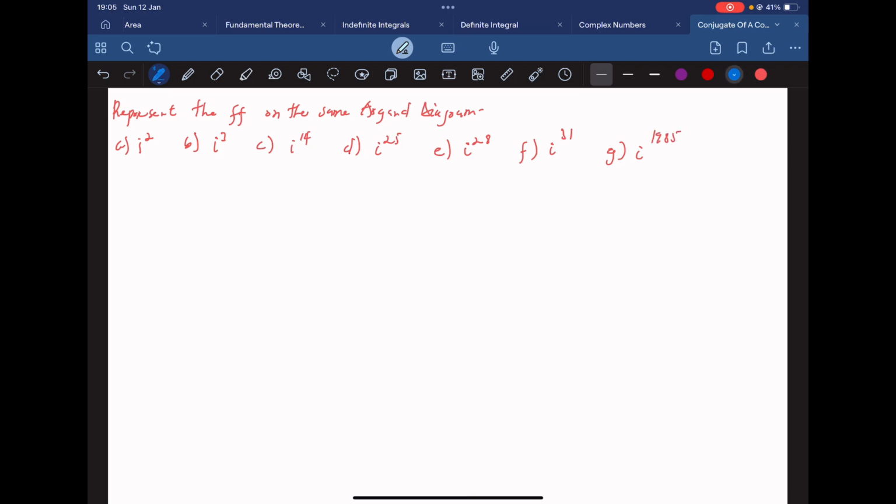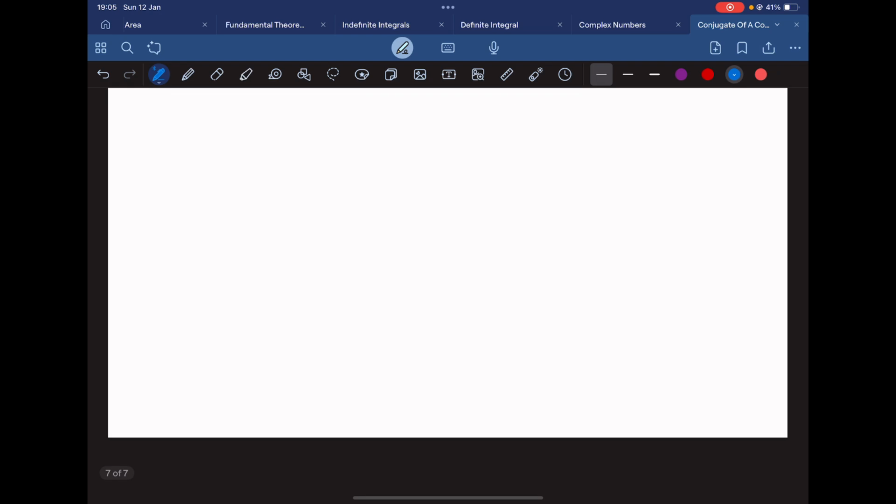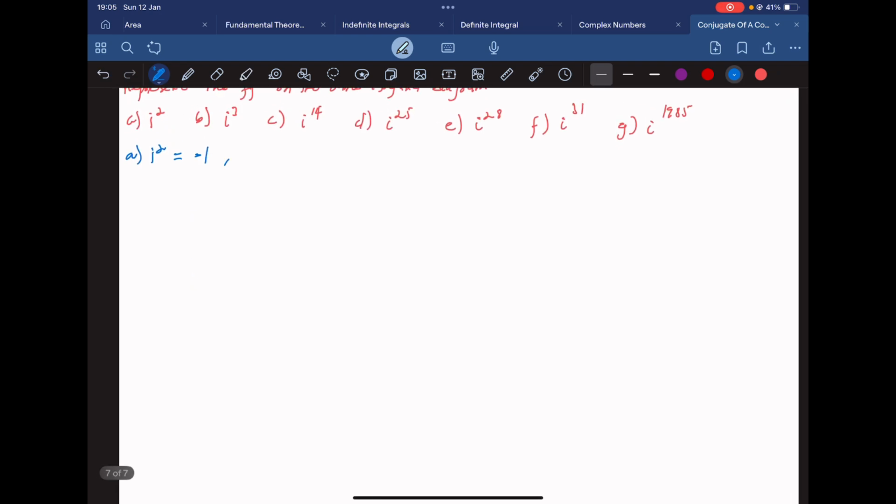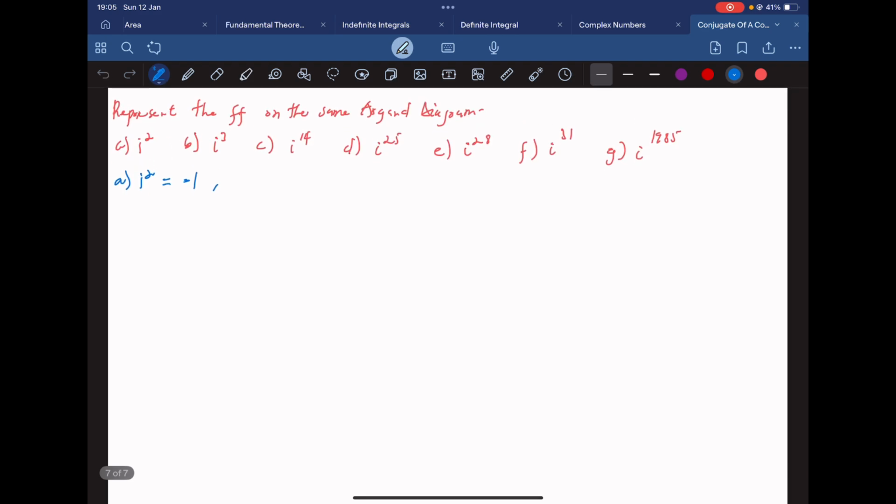Okay, so first of all, before we do this, we have to find the coordinates of i squared and so on. So let us first do i squared. Now i squared, remember, we know is just -1. So in coordinate form, -1 is the same as saying -1 plus 0i, right? So we can just represent this as -1, 0. The real part is -1, the complex part is 0.